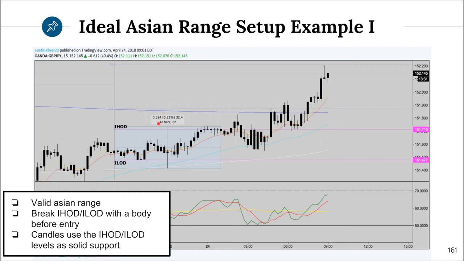So that's perfectly fine. We could check off that, yes, the Asian range is valid for today. Now, did we break the initial high or initial low with a body before we would be looking to take this for an entry? Absolutely. Right here, we can see that 2 candles close above the initial high set in Asia. Great, we broke out of the box. Now, candles use the initial high and initial low levels as solid support to make moves off of for us to find S2 entries. What do you find later in the day here?